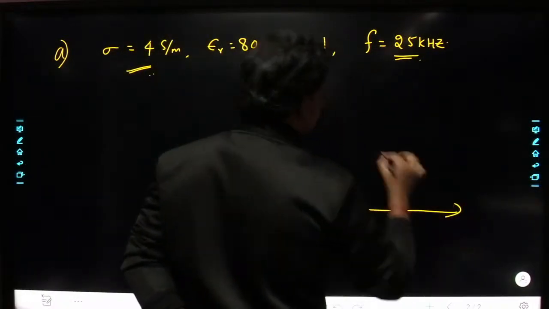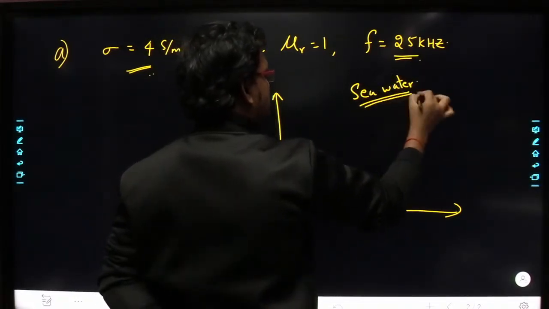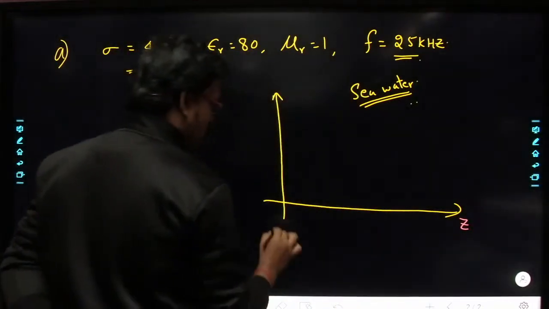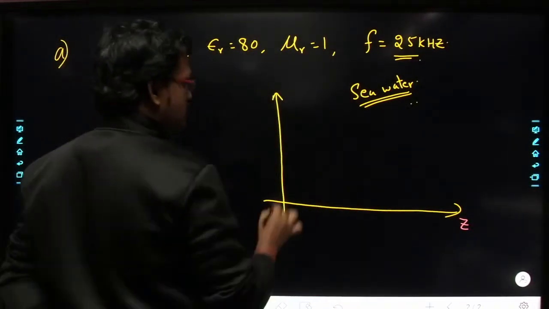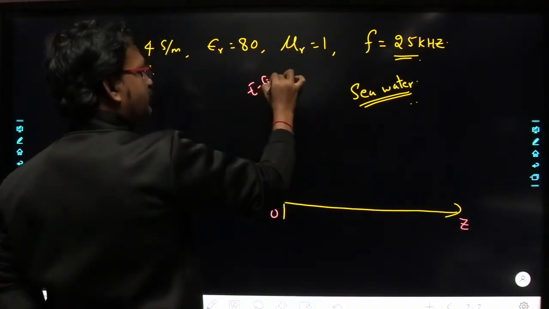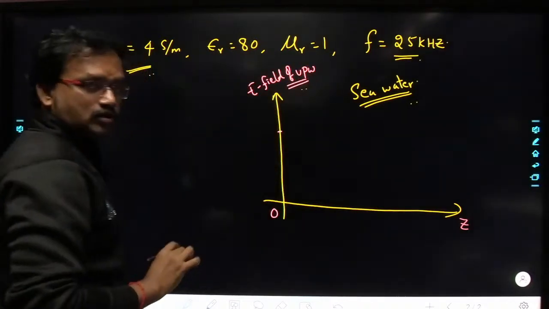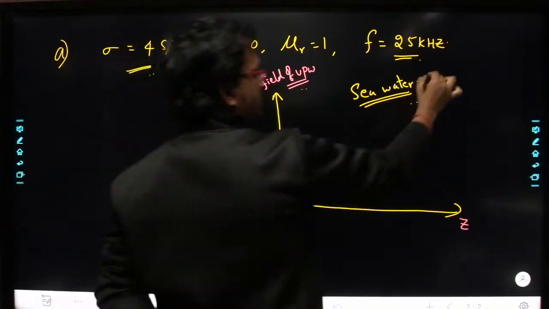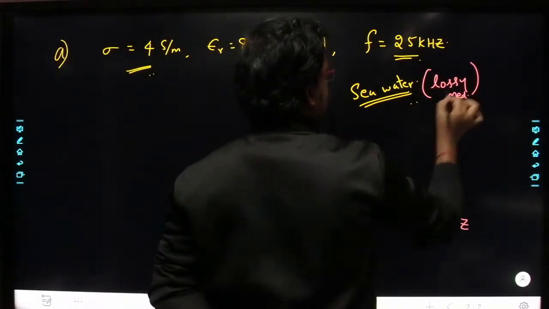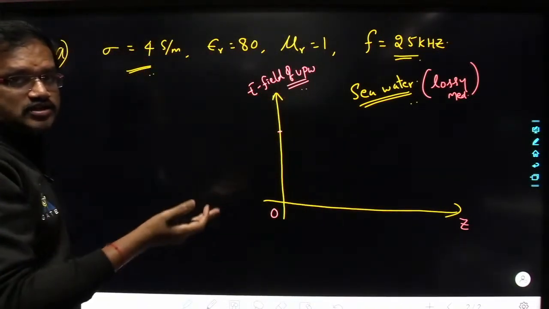So let us say this medium is sea water, right? Now let us consider this is the z axis and let us consider this is 0. Here I am representing the electric field of a uniform plane wave. So this sea water is acting as what? It is going to act as a lossy medium. Why? Because the conductivity of the medium is not equal to 0.